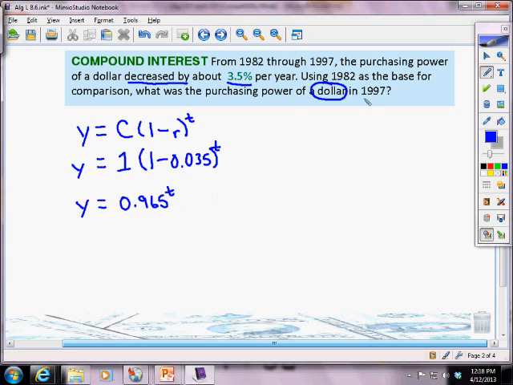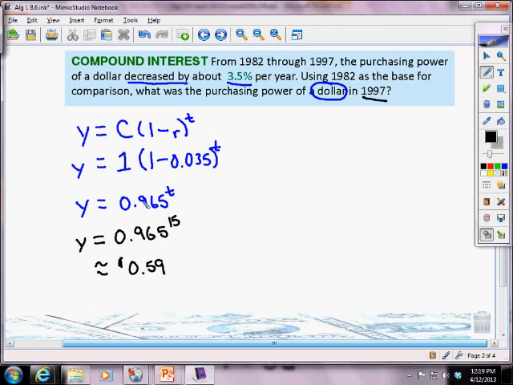So it wants to know what the purchasing power of the dollar was in 1997, and it says using 1982 as a base. So how many years after 1982 was 1997? 15. I hope you understand. So we can just type this into our calculator, and we're going to raise this to the 15th. If you type that into your calculator, you're going to see that in 1997, compared to 1982, our dollar only had a purchasing power of about 59 cents. A dollar's value in 82 was $1. In 97, it was only 59 cents.